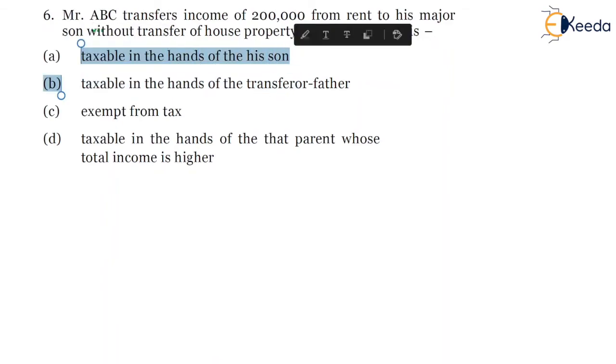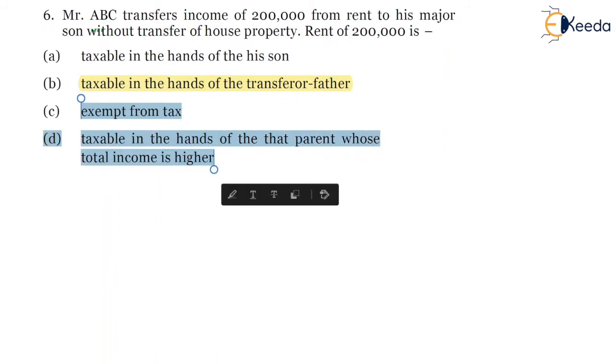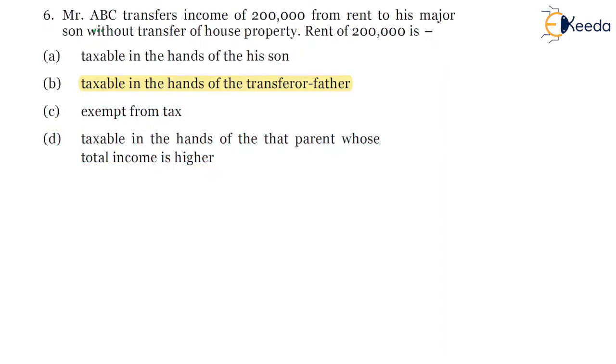There could be a doubt that, since he is a major son, it should be taxable in the hands of his son. But no, section 60 will be applicable, and accordingly the income will be taxable in the hands of the transferor. Taxable in the hands of transferor father, yes. It will never be exempt from tax, and taxable in the hands of that parent whose total income is higher. Point D will come into picture only where the clubbing provisions are applicable, right?